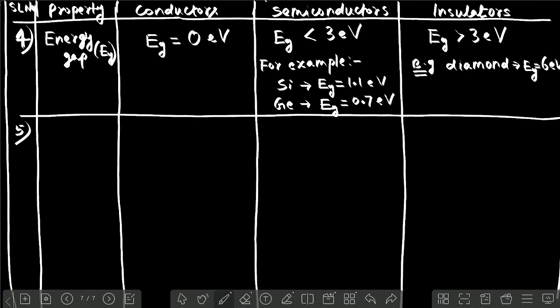conditions you can write. Okay, so write the fifth point: condition of valence band and conduction band at ordinary temperature. At ordinary temperature, what is happening to the conduction band and valence band, we will try to see.